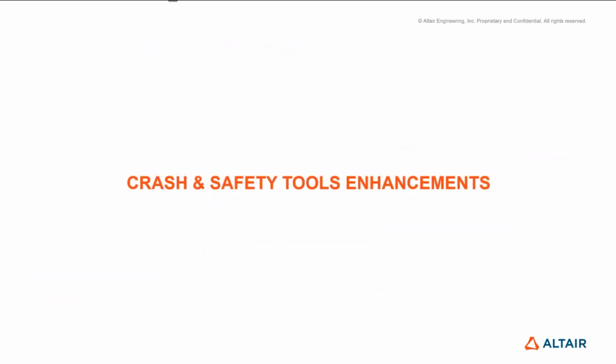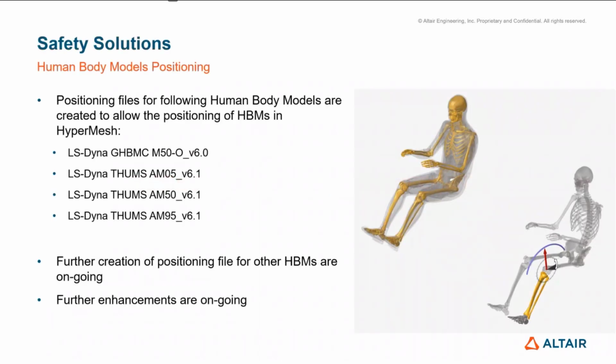So in terms of crash and safety tools enhancements for the 2023 release cycle, the work is mainly done on the human body models positioning. So we have worked together with different team members on the creation of positioning files for the following human body models, which are today available on the market. So you have the LS-DYNA GHBMC M50-O version 6.0, the LS-DYNA SUMS AM05 version 6.1, the LS-DYNA SUMS AM50 version 6.1, and the SUMS AM95 version 6.1 as well. So for those models, we have already created positioning files that allow to position those dummy models or human body models inside HyperWorks. We are continuing to make some improvements in those files, but the main functionalities are there.